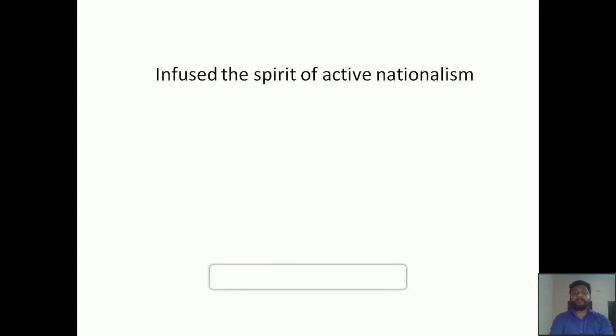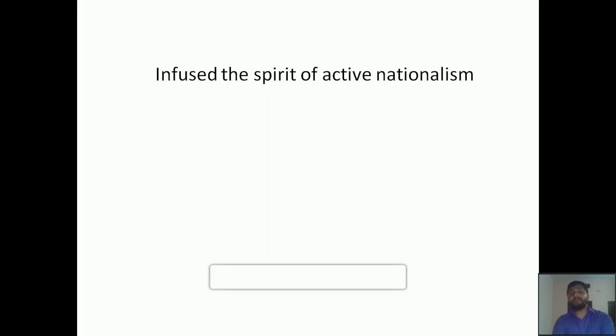And when we move to the fourth point, it infused the spirit of active nationalism. Here infuse means fill or filling something. So infuse the spirit means filling the spirit of active nationalism.